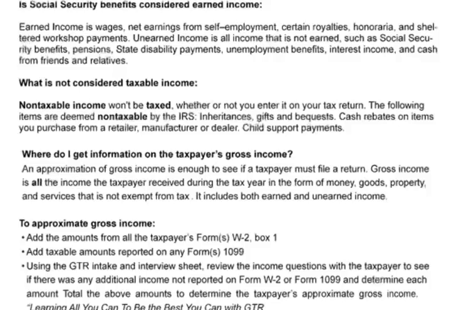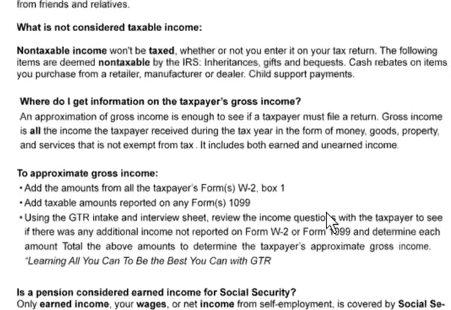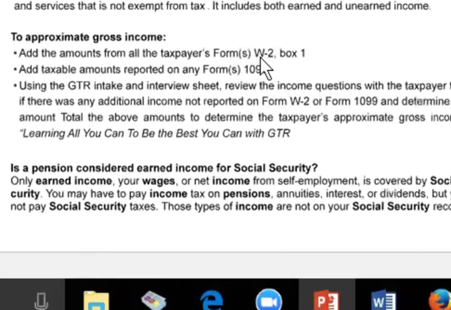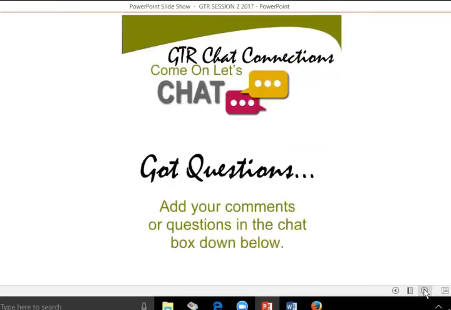Where do I get information on the taxpayer's gross income? Usually you'll see it on the W-2. Okay, and as you can look down further here, you see it right here, W-2, box 1, and 1099, which you usually get if you're a contractor and such. You get it right off of here, and that's a good example of where you get those incomes. All right, if we don't have any questions, we're going to move on.